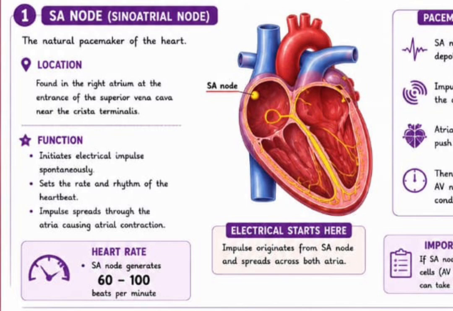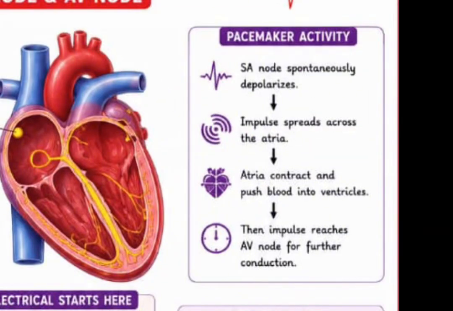Now, the SA node can generate 60 to 100 beats per minute. Some materials and textbooks will say between 60 and 80 beats per minute, but the highest it can go is between 60 and 100 beats per minute. That covers the pacemaker activities of the SA node.